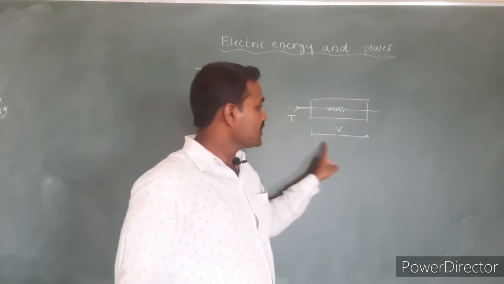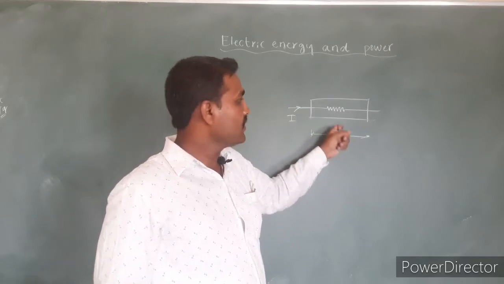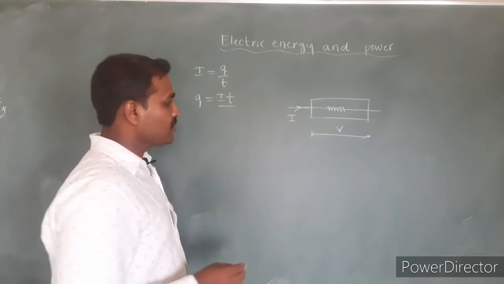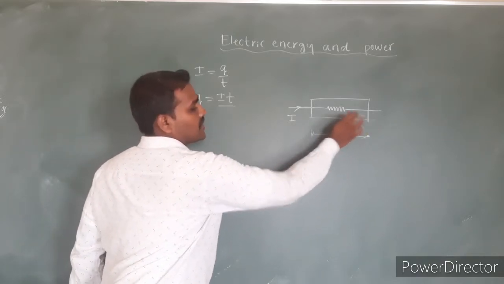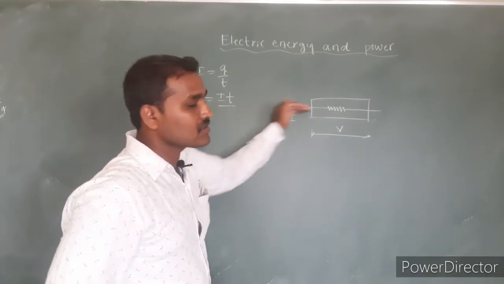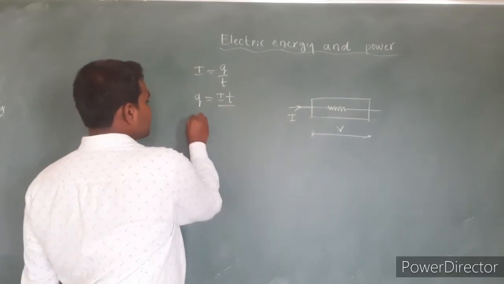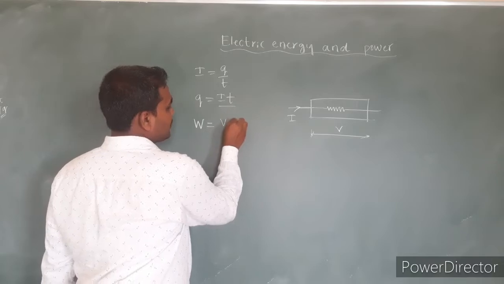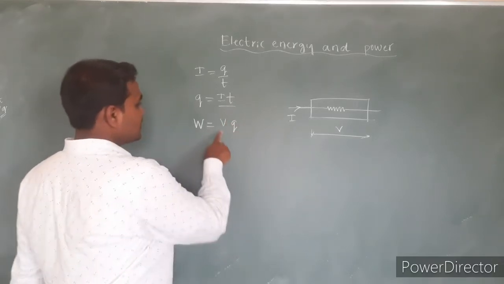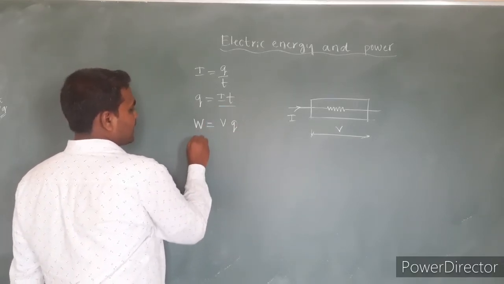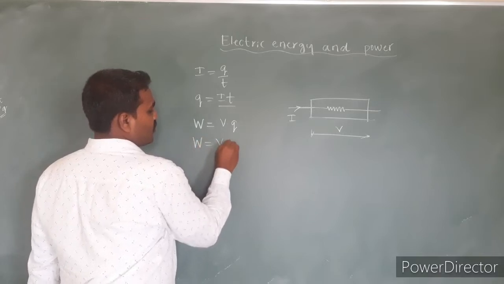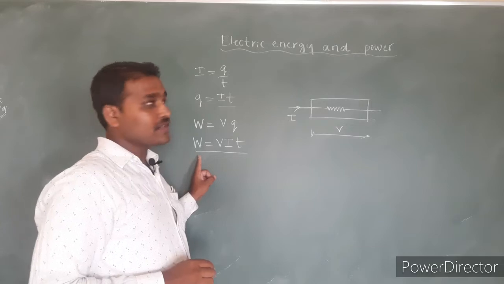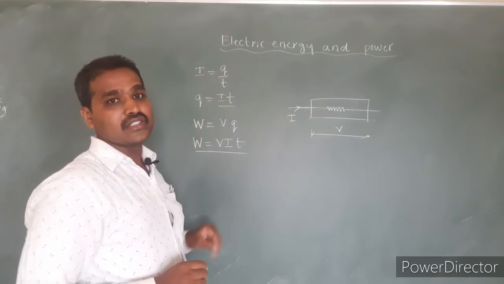But there is a potential difference across the ends of this device, so there will be some work done. In the previous chapter we have seen that whenever charges pass through a potential difference, there must be some work done. That work done is given by the potential difference into charge. Just replace Q by I into T, and I can write W equal to V I T. This is the mathematical expression for electric energy.